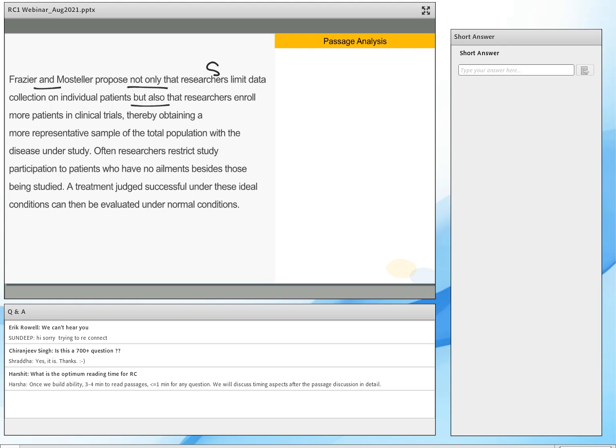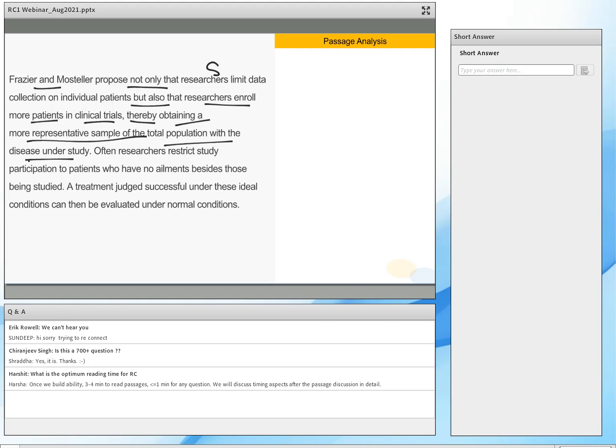That's their first suggestion. The second suggestion is that researchers enroll more patients in clinical trials. So that is, make your clinical trials larger. When F&M said that in the first paragraph, what they really meant is to take in more patients in your clinical trials. And what will be the result of that? The result would be obtaining a more representative sample of the total population with the disease under study.